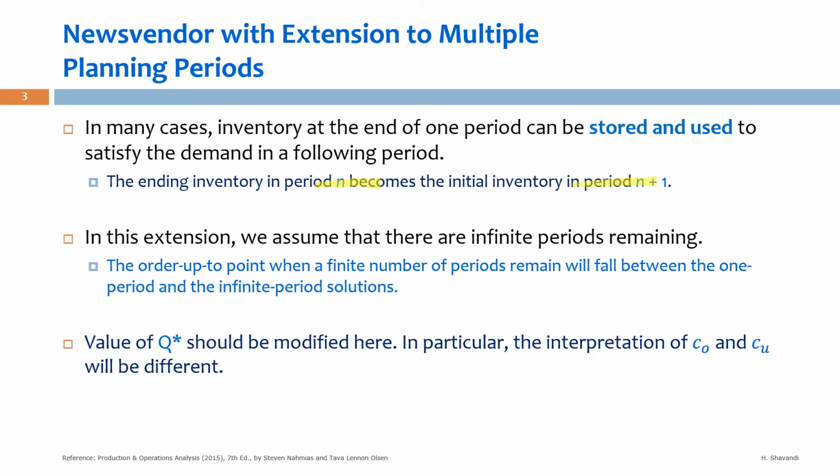Okay, so in this case, the interpretation of the CO and CU will change. In the base model, we assume that we have just one period. So if we have the overage case, I mean, excess inventory at the end of the period, we have to sell it as scrap, right? We can't use it as initial inventory for the next period. But here, since we can use the excess inventory at the end of the period as initial inventory for the next period, the interpretation of the CO and CU will be different.